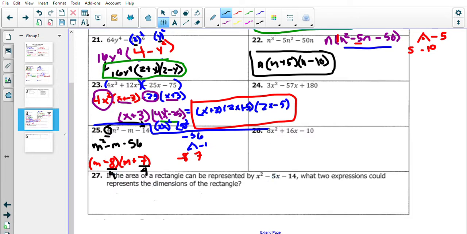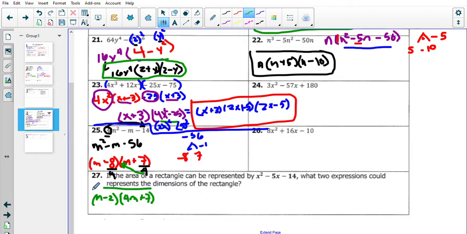So now I have my fractions. I have to reduce them. 8 over 4, we know, gives us 2. So that's an m minus 2. 7 over 4, it does not reduce. And this is the last step. We slide the 4 in front of the m to give us a 4m plus 7.